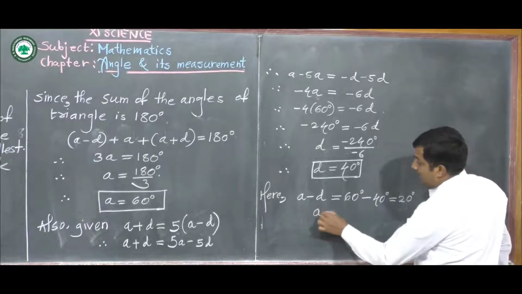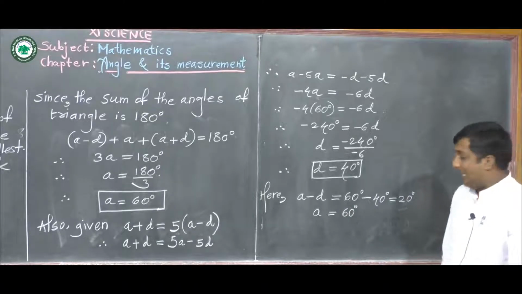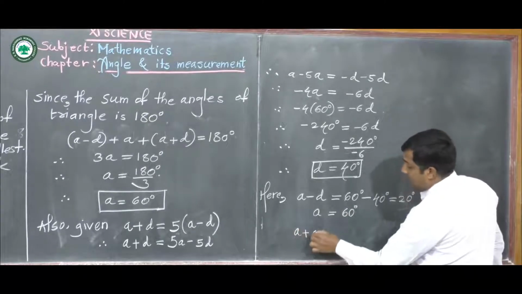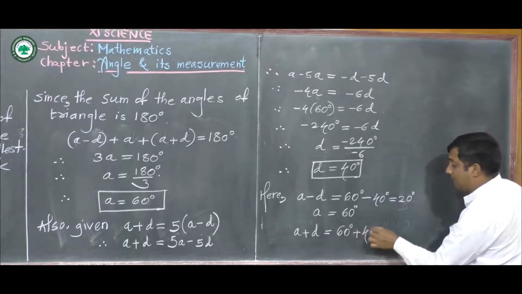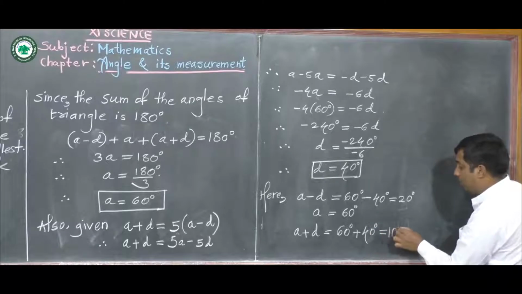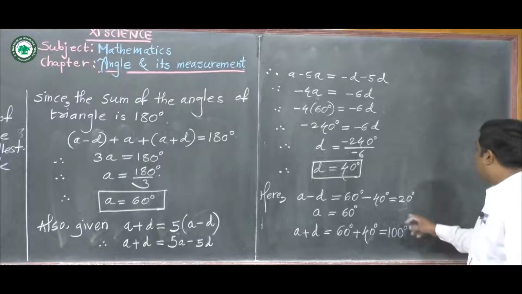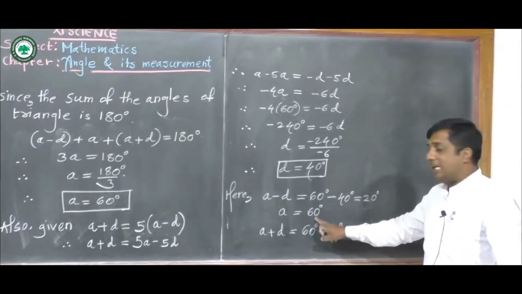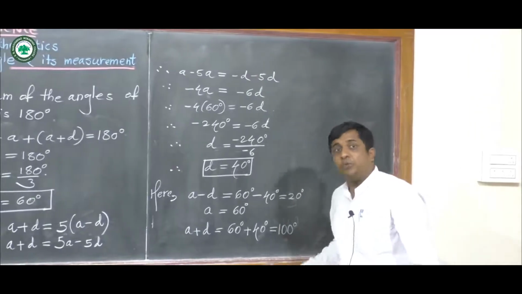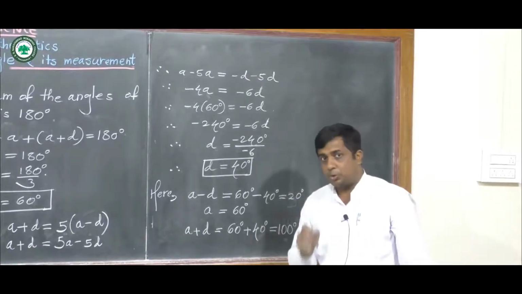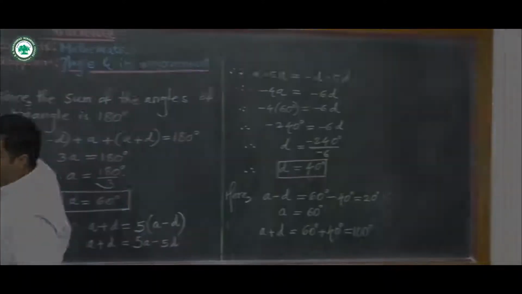Then A is the middle one. Here A is 60 degrees. Then last, A plus D is the greater one. Here A is 60 degrees plus D is 40 degrees, and is equal to 100 degrees. So the measures in degrees are 20 degrees, 60 degrees and 100 degrees. Now we have to convert the given measures into radian measure. Okay, so we go with the next part.